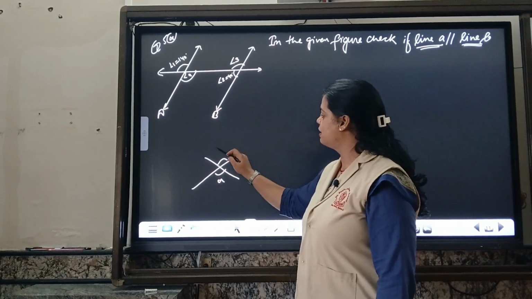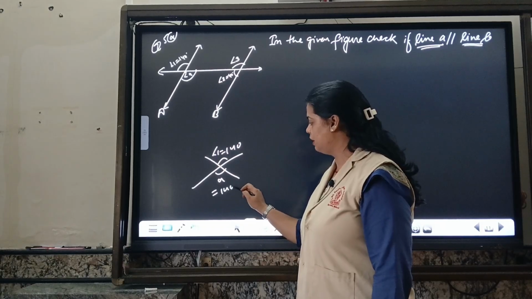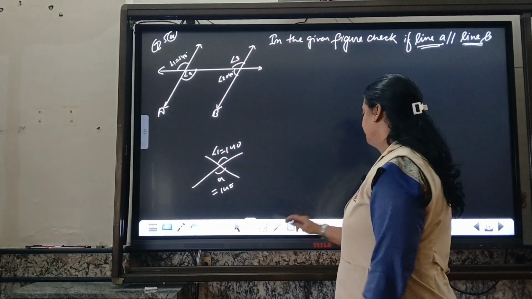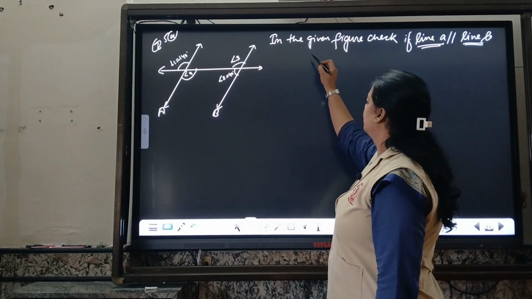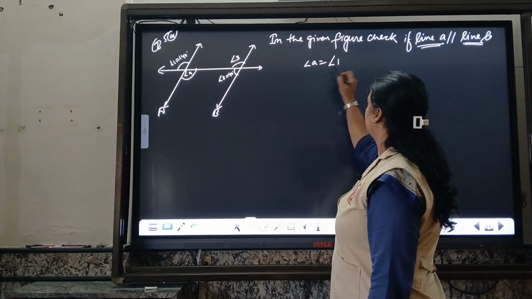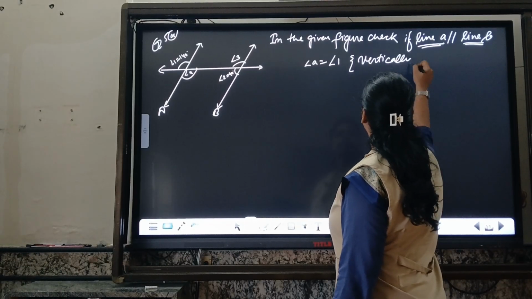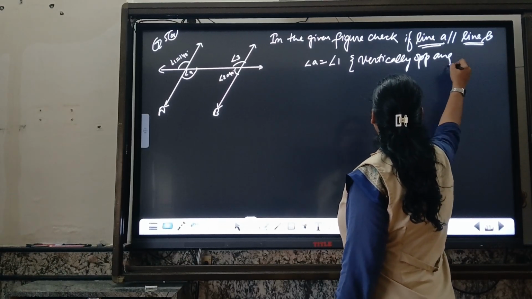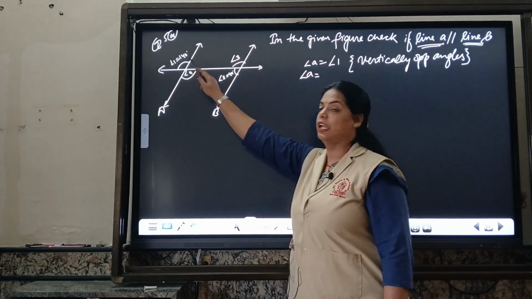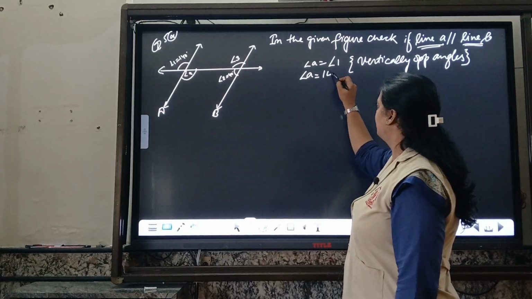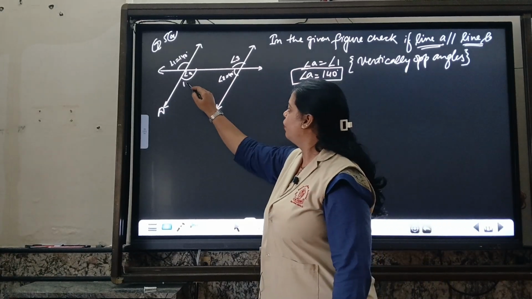If it is angle A and it is angle 1, that is 140. So what is the value of angle A? It should be 140. Reason? Vertically opposite angles. So I am writing this concept here. Angle A is equal to angle 1. These are vertically opposite angles. And in place of angle 1, I will write angle 1 is equal to 140. So what is the value of angle A? Now I know it is 140.